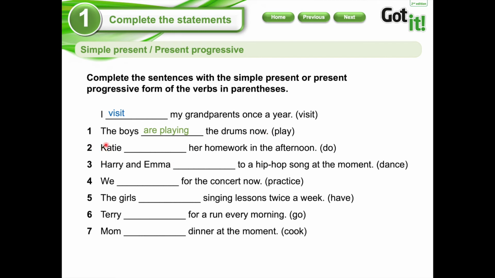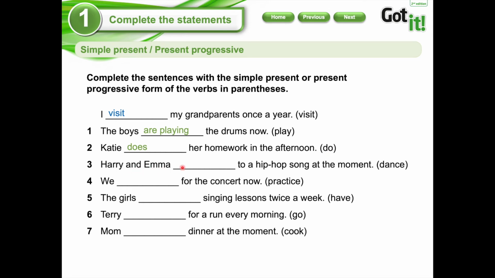Next one. Katie, her homework in the afternoon. Do. In the afternoon is not an action that is happening now. Pay attention to that. So it is present simple or simple present. Katie does her homework. Why do you use es? Because you have this word that ends in o. Okay, remember that when you have words that end in o, you have to add es.